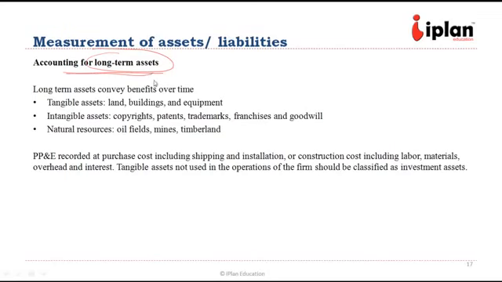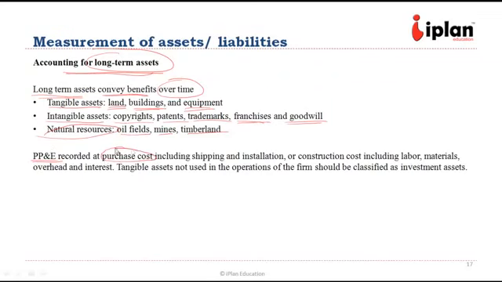Accounting for long-term assets. So we have seen so far the current assets and liabilities. Let us look at the long-term assets which convey benefit to the firm over a longer period of time. There could be broadly three types: tangible assets like land, building, equipment, etc. There could be intangible assets such as copyright, patent, trademarks or other kinds of intellectual property, franchise, goodwill, etc. There could be natural resources such as oil fields, mines, timberland, etc.